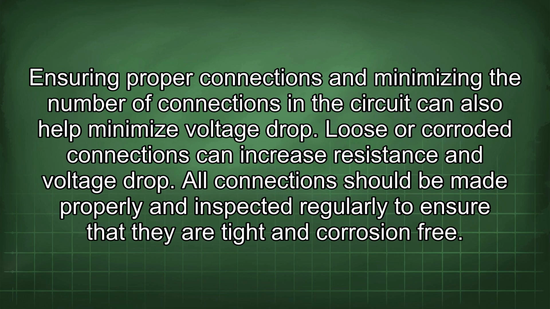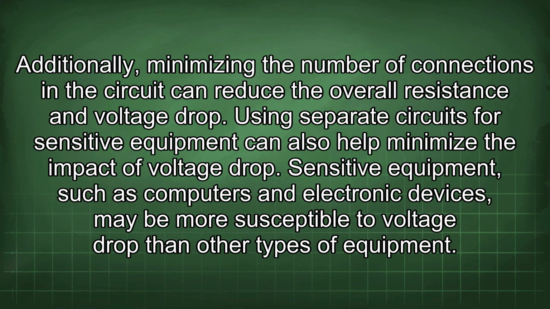Ensuring proper connections and minimizing the number of connections in the circuit can also help minimize voltage drop. Loose or corroded connections can increase resistance and voltage drop. All connections should be made properly and inspected regularly to ensure that they are tight and corrosion-free. Additionally, minimizing the number of connections in the circuit can reduce the overall resistance and voltage drop.